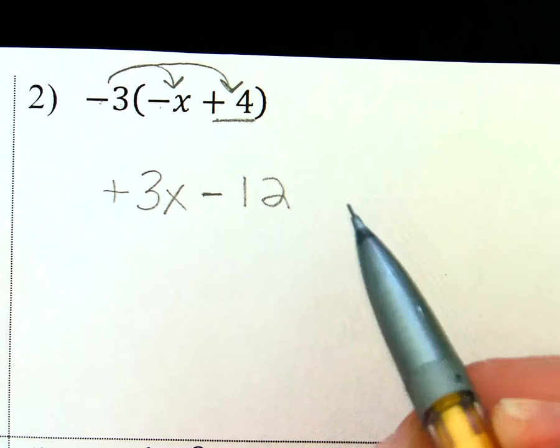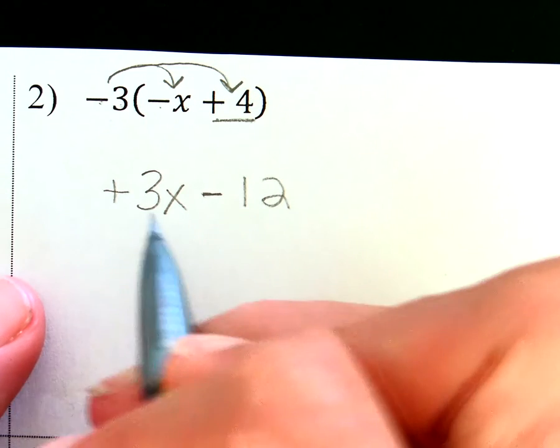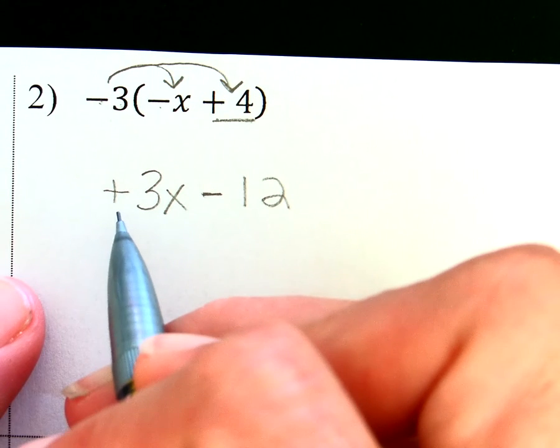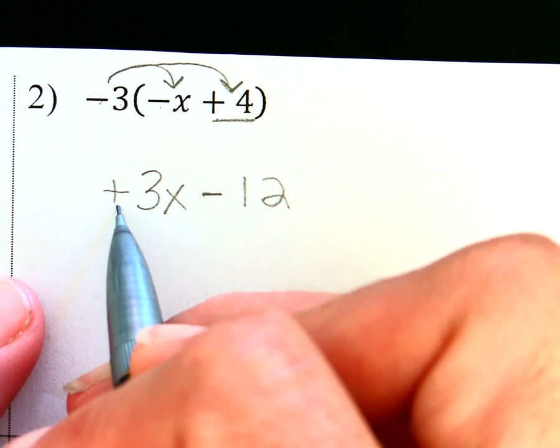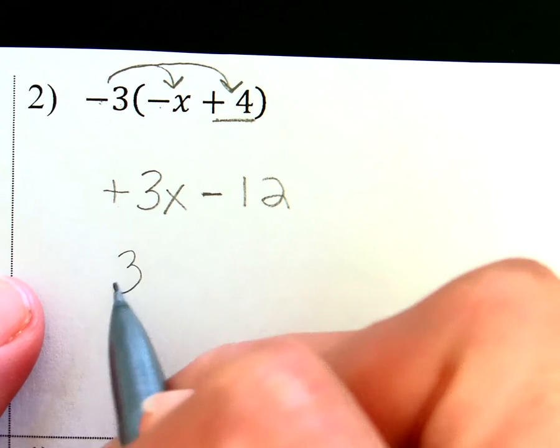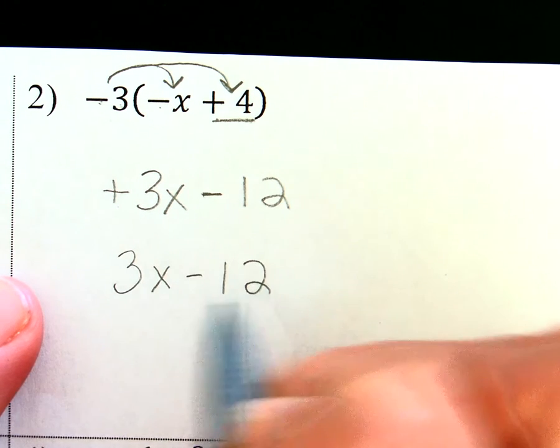Now on a test, you might not see this answer looking like this, because in math, when the first term is positive, we usually don't write the sign and it's understood to be there. So on an exam, you'd more likely see the answer looking like this.